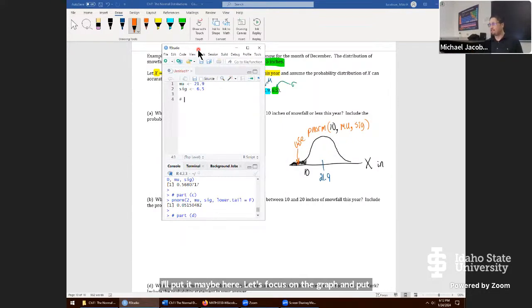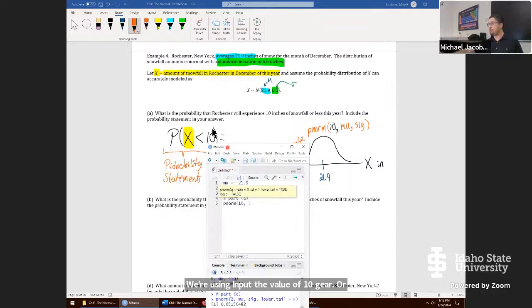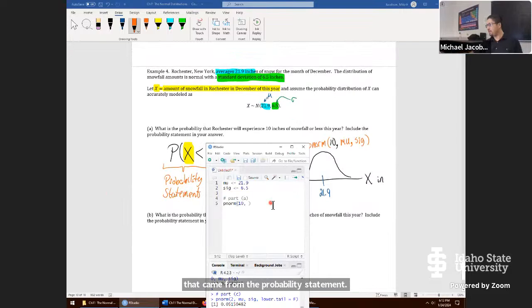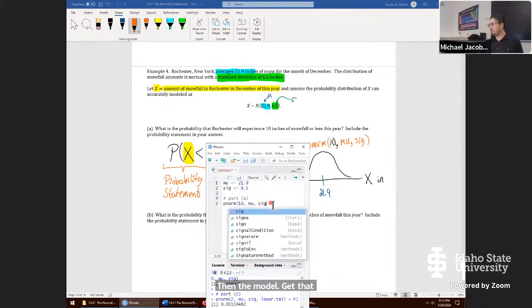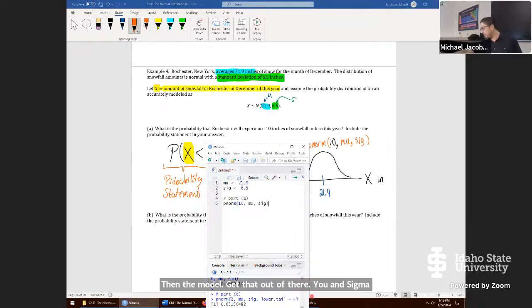So this one is in fact part A. We're using p-norm. Input the value of 10 here, or the same 10 that came from the probability statement. Then the model, get that out of there. Mu and sigma are the parameters. Well, before we get too far, sorry, I missed that chat there.